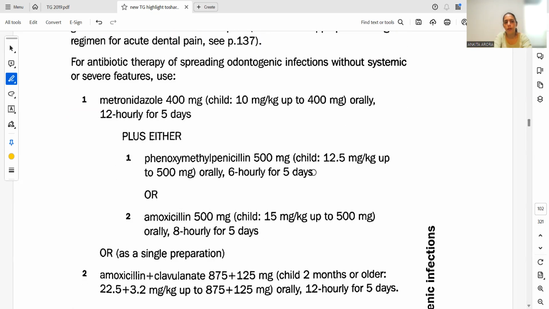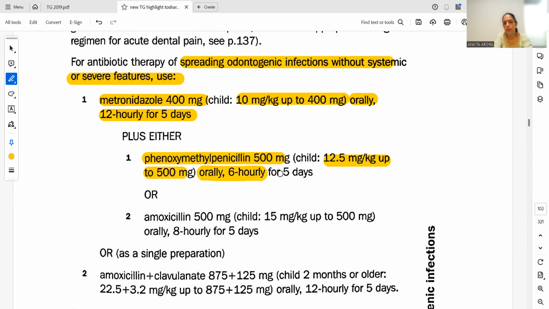So what is the antibiotic therapy for spreading odontogenic infections without systemic involvement or severe features? It is metronidazole 400 milligram. In a child, it is 10 milligram per kg up to 400 milligram orally, 12 hourly for 5 days, plus either phenoxymethylpenicillin 500 milligram, 12.5 milligram per kg to 500 milligram orally, 6 hourly for 5 days. Or amoxicillin 500 milligram, child 15 milligram per kg up to 500 milligram orally, 8 hourly for 5 days.